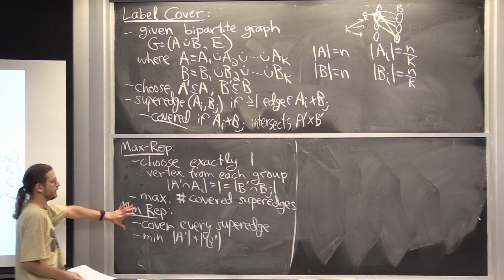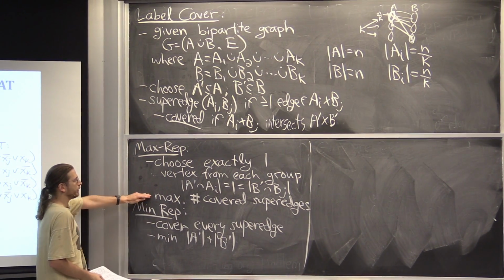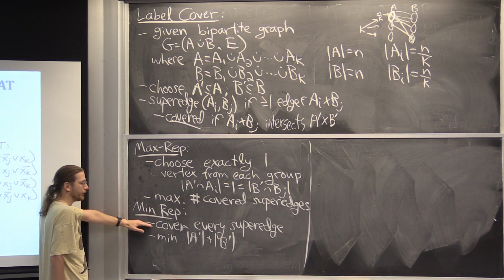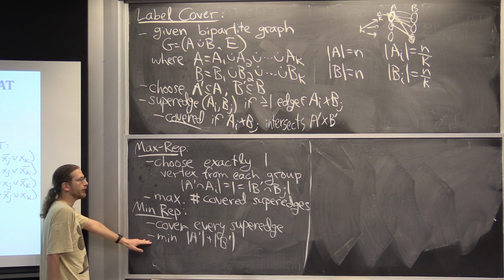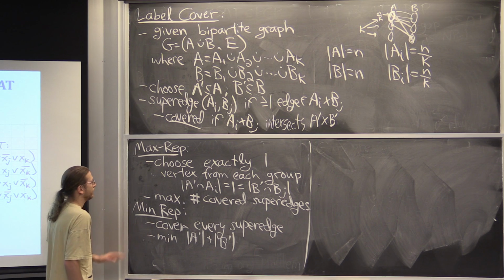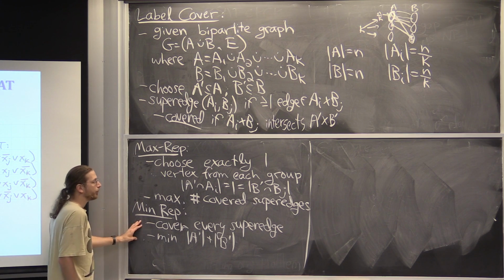Okay, so this is sort of the dual problem. Here we force one label per vertex, want to maximize the number of covered things. Here we force everything to be covered, want to essentially minimize the number of labels we assign. Okay, so these problems are both very hard.